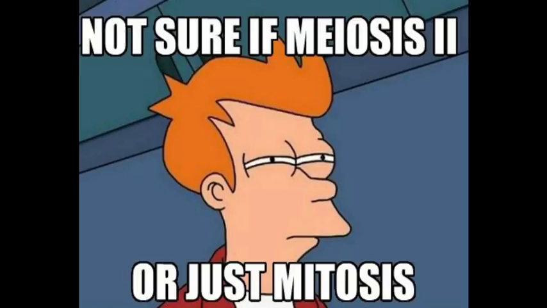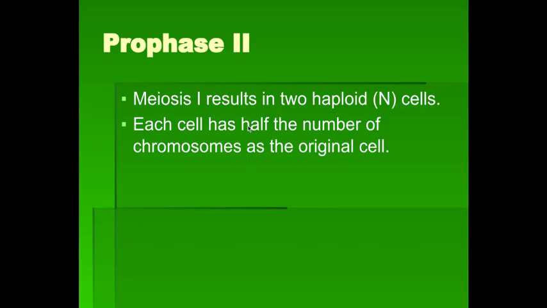So now we are going to go into meiosis 2, which, guys, looks almost exactly like mitosis, but it's happening in two cells at the same time. So prophase 2: meiosis 1 results in two haploid cells. Now remember, haploid is half. They only have half the chromosomes their original parent had.